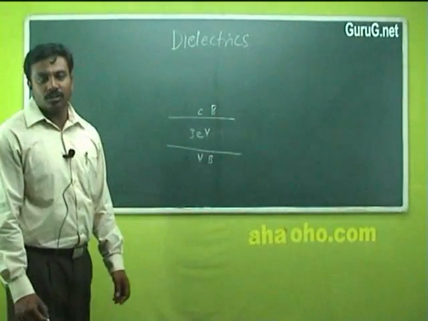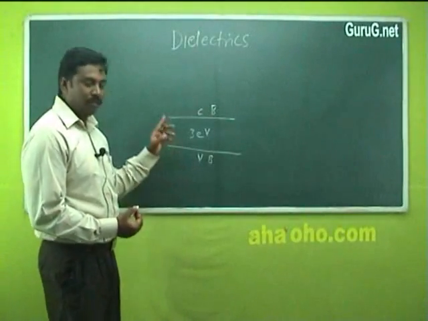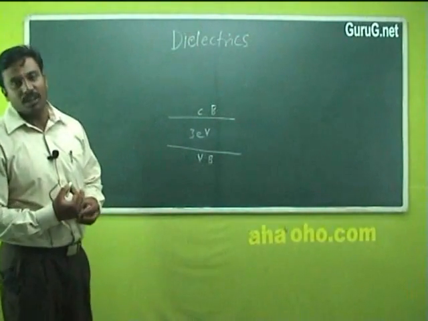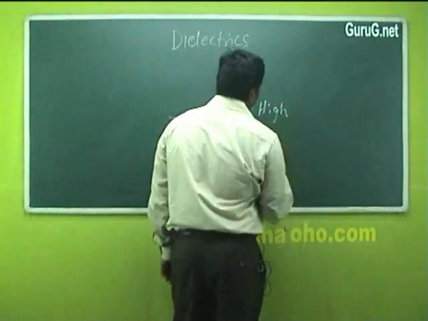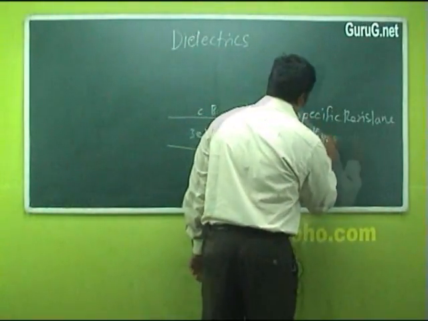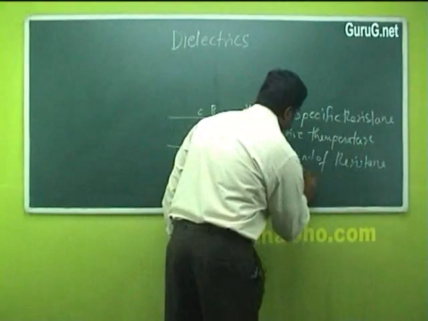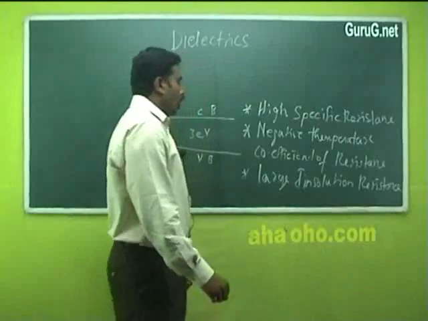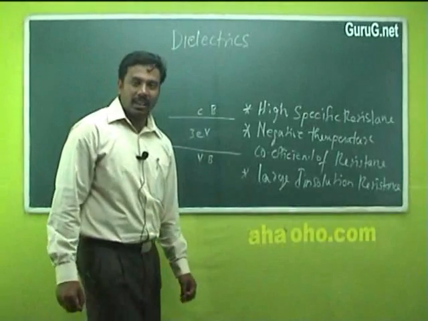So these dielectrics are also called insulators, but there is a probability of an electron moving from the valency band to the conduction band at very, very high temperature. So the dielectrics are the materials which have high specific resistance, a negative temperature coefficient of resistance, and large insulation resistance. So these types of materials are called dielectric materials.